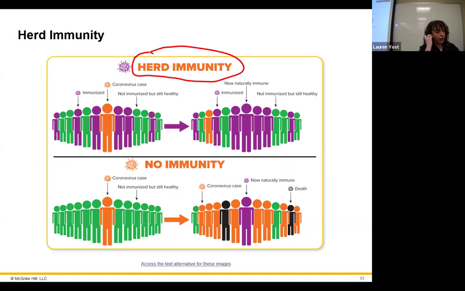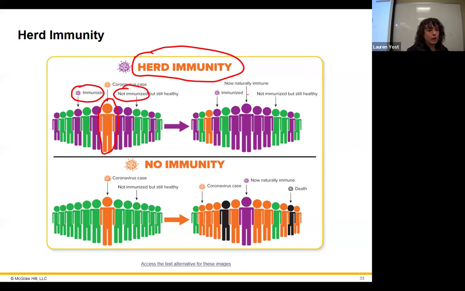Okay, so if you have COVID here, this person in orange has COVID. He's going to be our case that's exposing everybody else. Everybody in the purple is immunized. The people in the green are not immunized. They're healthy. They can get infected though.